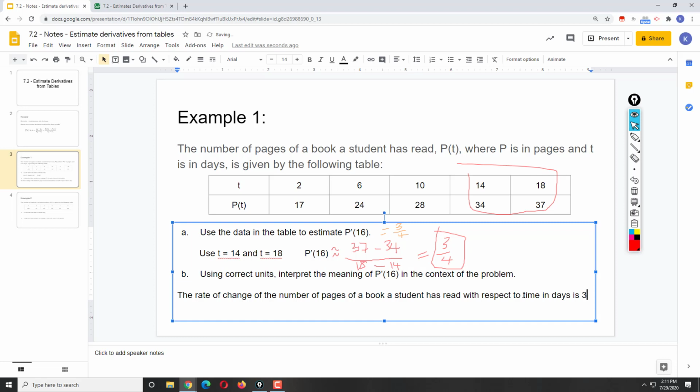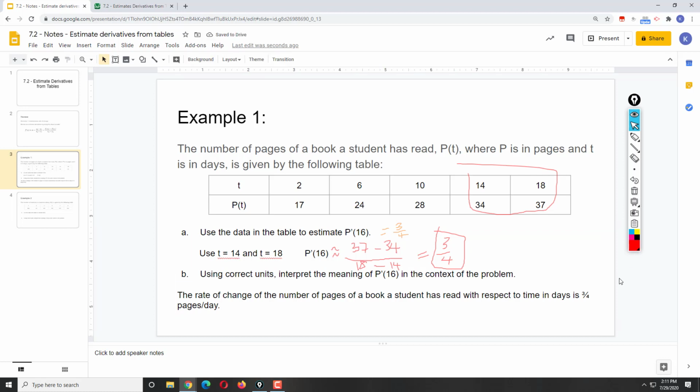is 3 over 4. But what is the unit of 3 over 4? Well, the unit is the unit of P over the unit of t, which is pages per day. So that means that around day 16, the student is reading about 3 over 4 pages per day.